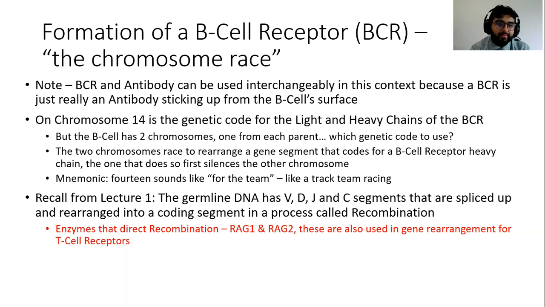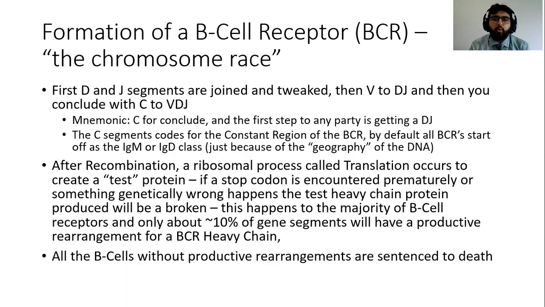Right, 14, right? And so again, RAG1 and RAG2 are the enzymes that direct this somatic recombination effort. And it's the same enzyme used for T cell receptors, the same type of genetic mix and matching. So what's the specific order of the mix and matching? It's not particularly too important, but it could be.